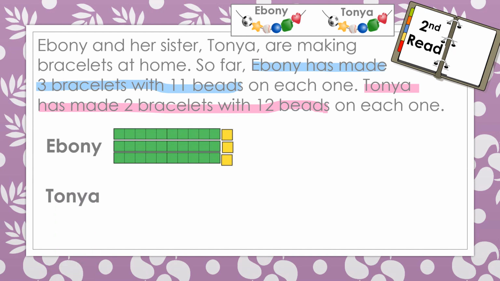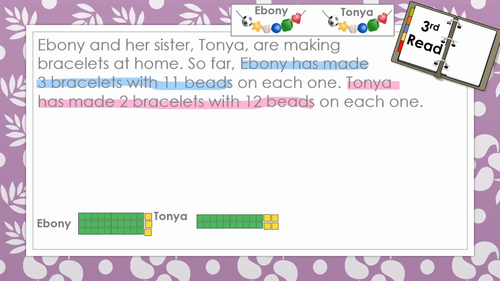Let's focus on Tanya. Tanya made 2 bracelets with 12 beads on each. I can think of 12 beads as a 10 with 2 ones. And because she made 2 bracelets, I will need 2 groups of 12.